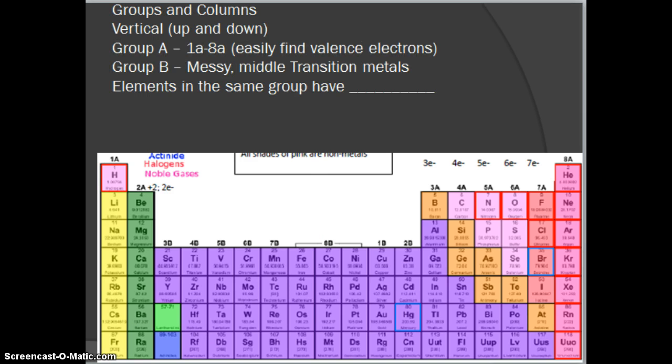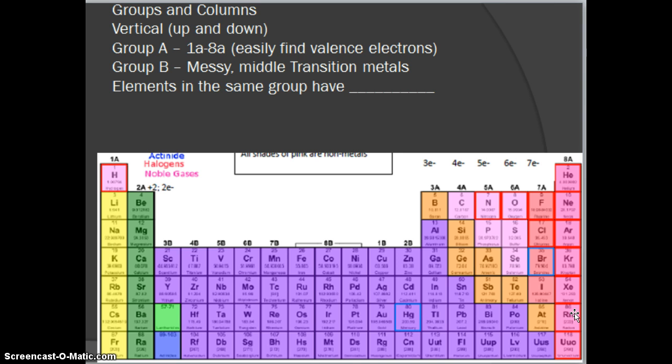Along with our groups and columns going vertical, we of course have them in two sections. We have group A and group B. Group B is in the middle, and we don't talk a lot about them in this class. Group A we talk about a lot. We have 1A, 2A, skip the messy middle transition metals, 3A, 4A, 5A, 6A, 7A, 8A.